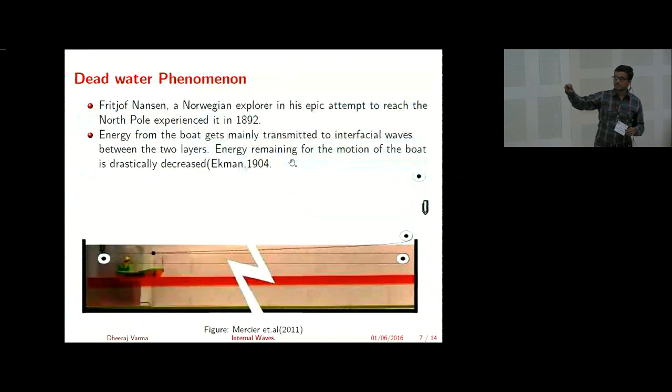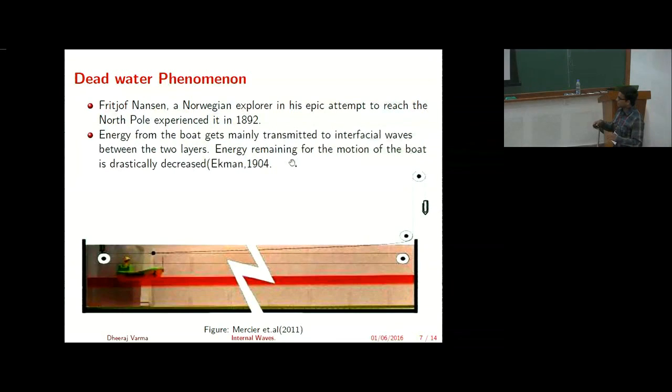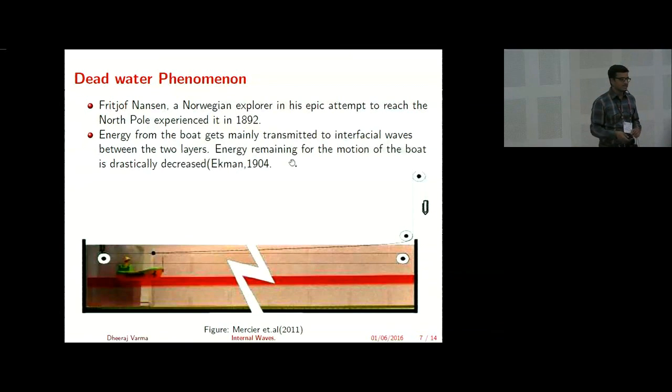The next phenomenon is more related to the ocean. Nansen, during his North Pole expedition, wrote a good book about his exploration, where he says that on some days when he was traveling, he moved with a speed of around 12 knots, but on other days it became very slow, and he didn't know the reason why. People later studied it. Ekman was the first to find it.